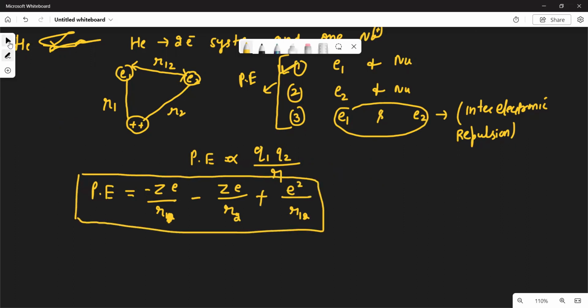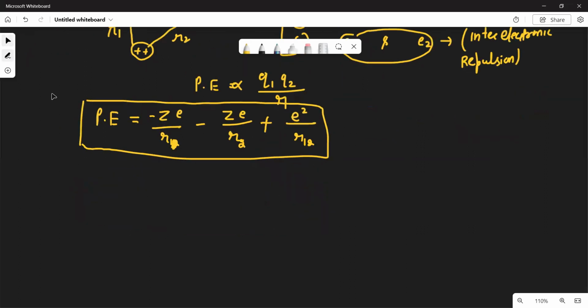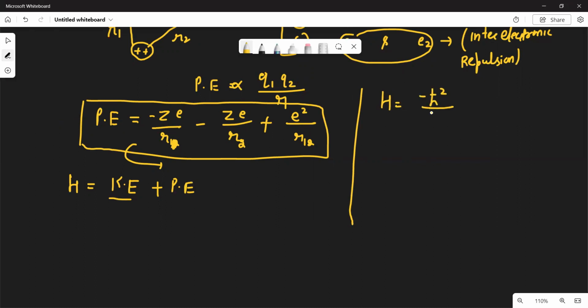As I said earlier, to find the ground state energy of the helium atom, we require the Hamiltonian. So we need to write the Hamiltonian. We know the Hamiltonian is an energy operator which consists of kinetic energy and potential energy. The potential energy term we know. Now we will write the kinetic energy for the helium atom. If we have one electron, then how do we write the Hamiltonian? We write the Hamiltonian equal to minus h cross square upon 2m del 1 square.